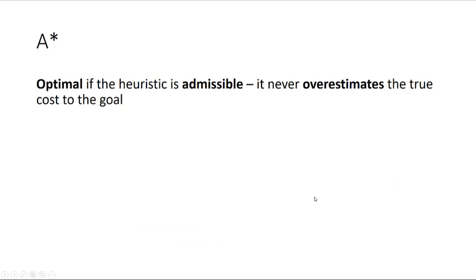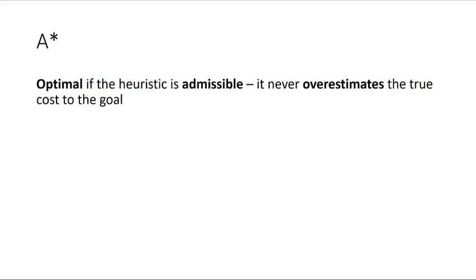Okay, so one of the really nice qualities about A star is that it's optimal if the heuristic is admissible. What we mean by admissible is that the heuristic cost never overestimates the true cost to the goal. Recall that our heuristic functions are just estimate values. They're just estimating what the true cost to the goal is, but they're not exact.